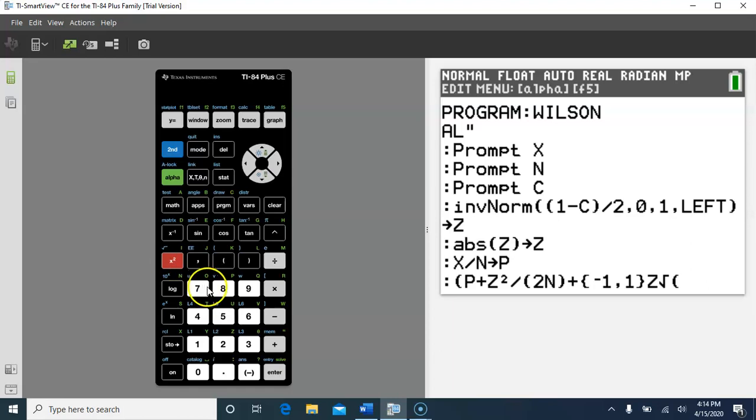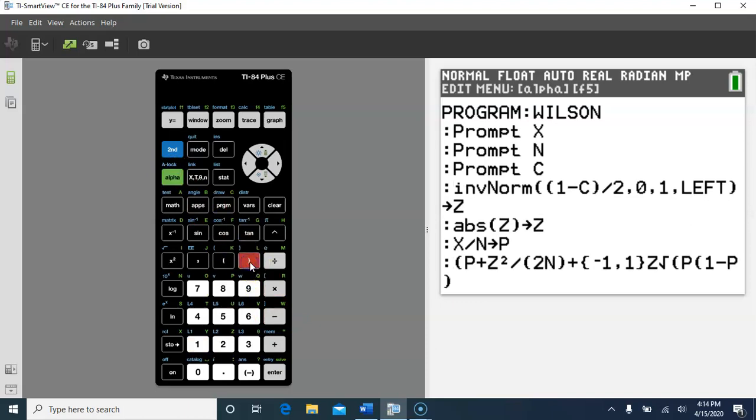So parentheses p, and then parentheses 1 minus p, close parentheses, divided by n. So that's the simple version of the formula, p times 1 minus p over n. But then we have this other quantity, which is plus z squared over parentheses 4n squared.